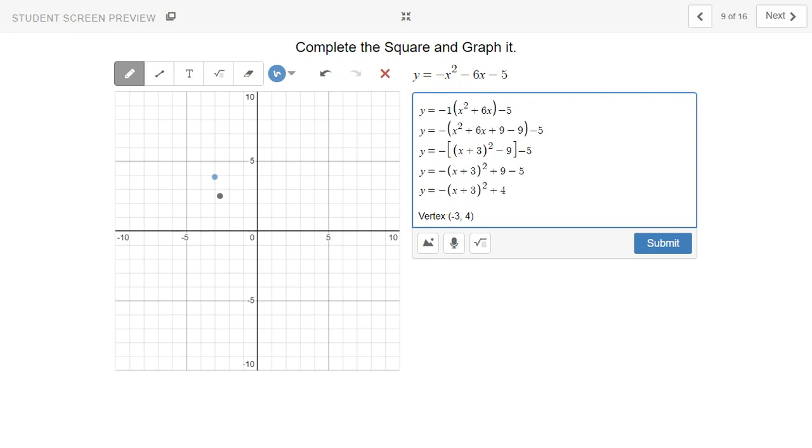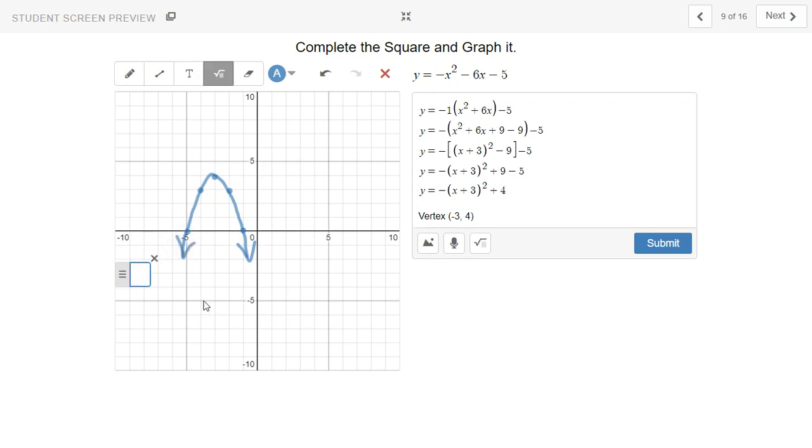The only thing is that this is a parabola that opens down. And so we have a parabola that looks a bit like this. I'm going to connect the dots. That's not a very good one. And we have a parabola that looks a bit like this.